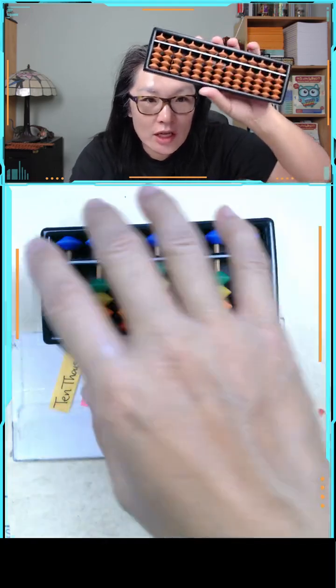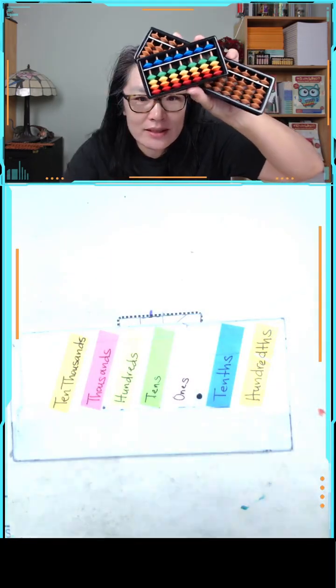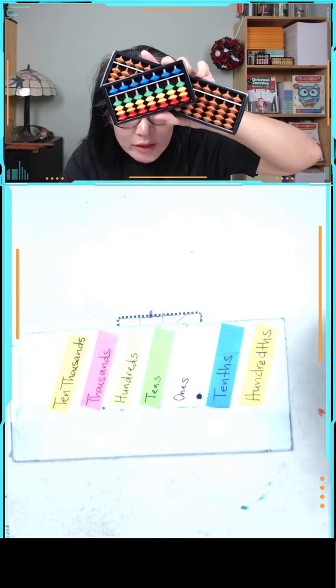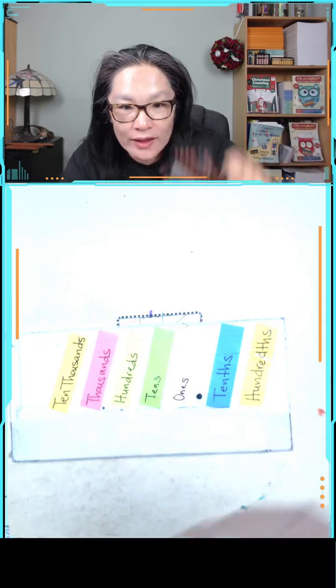So this is a 13-column abacus, and this is a 7-column abacus. Here we go. When we're looking, the only difference is the size. The colors mean nothing.